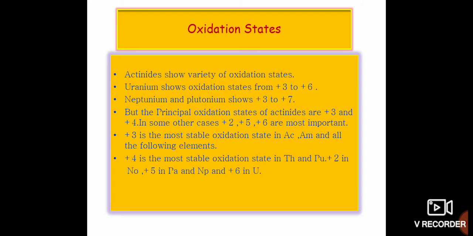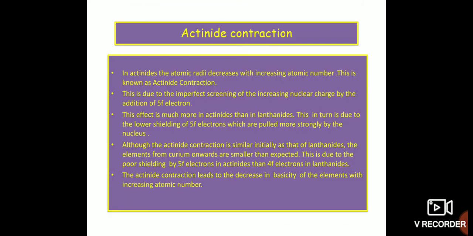Okay, so +3 is the most stable oxidation state for actinium, americium and all the rest of the elements, whereas +4 is the most stable oxidation state for thorium and plutonium, +2 is the most stable for nobelium, +5 is the most stable oxidation state for protactinium and neptunium, and +6 for uranium. Okay, so this is about oxidation states for actinides.